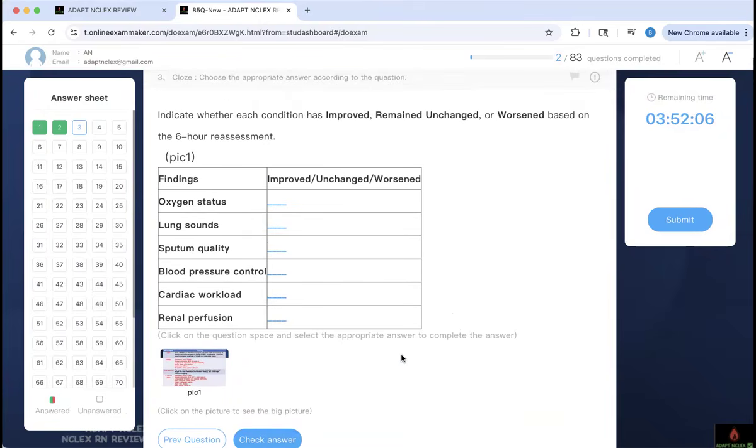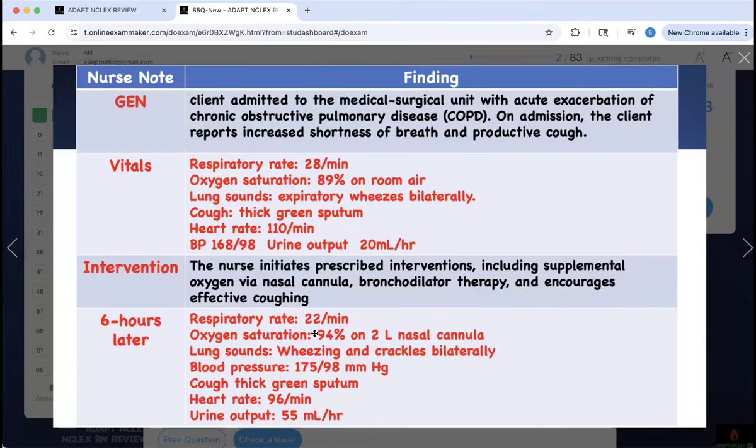You see these questions before. Indicate whether the condition has improved, remained unchanged, or worsened. These are next generation kind of questions they may give you, and you don't know what to do with it. Look, it's straightforward. There is a condition. Case, I give you a case.